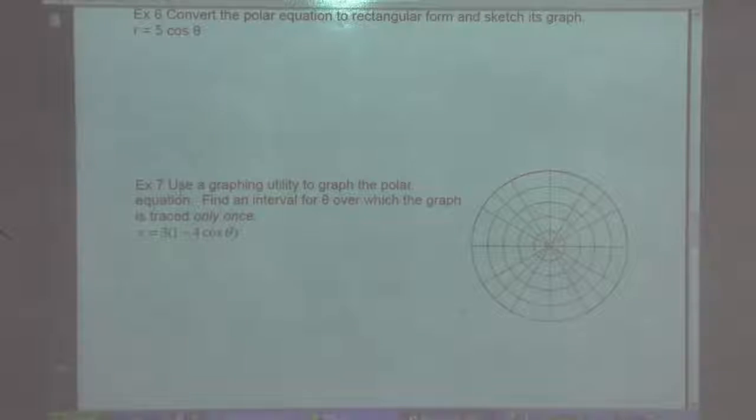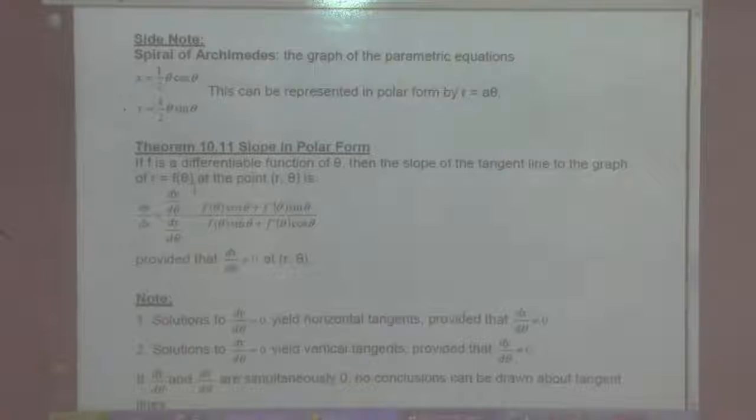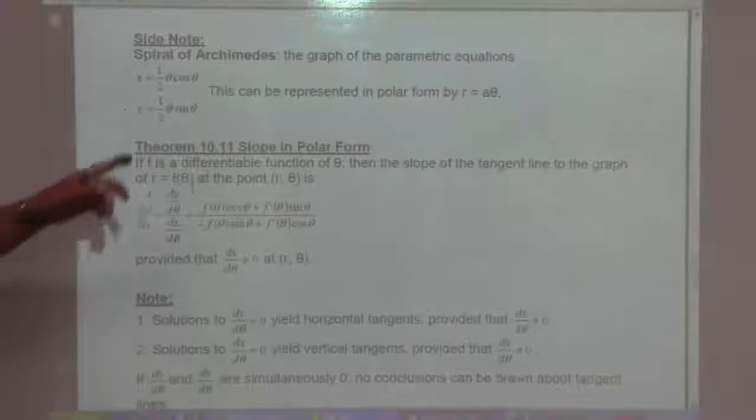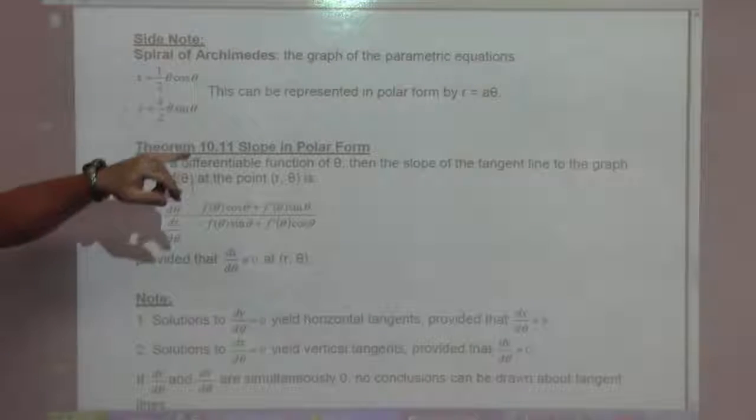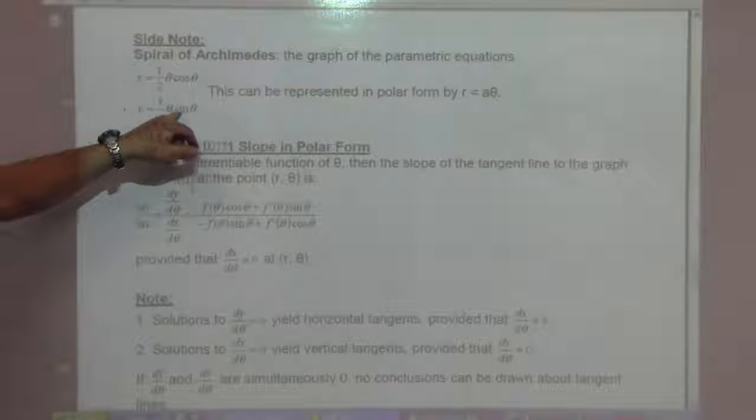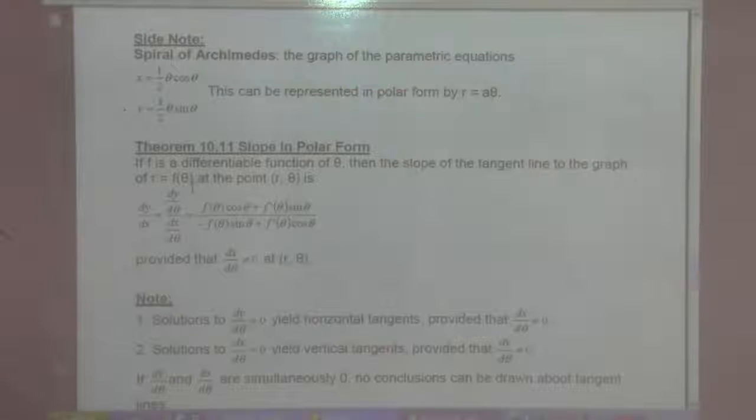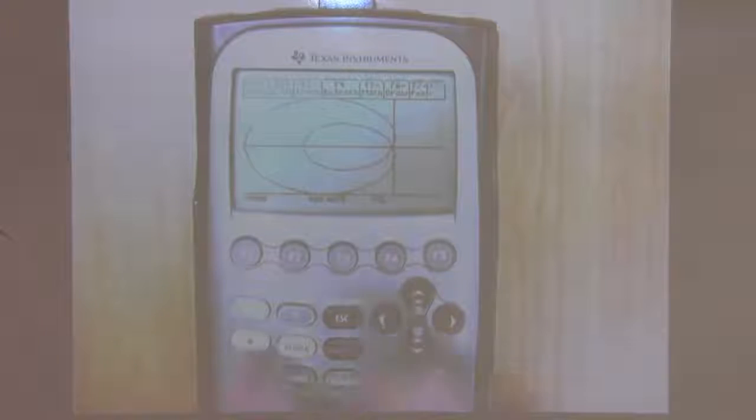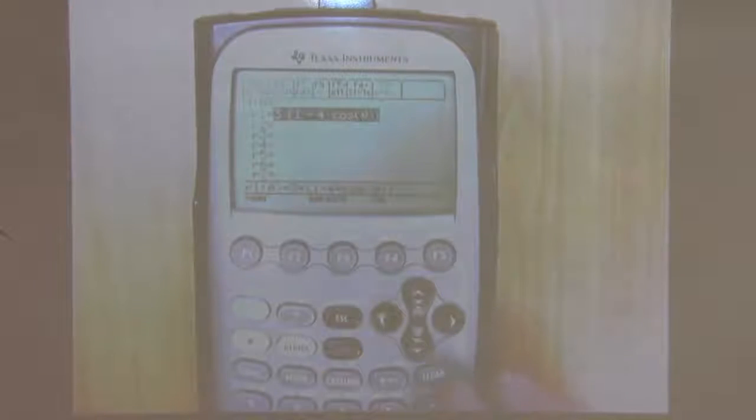Now my computer went to sleep on me. Let's go on to our next page. Side note, spiral of Archimedes is the graph of the parametric equations x equals 1/2 theta cosine theta and y equals 1/2 theta sine theta. This can be represented in polar form by r equals a theta. So a is just a number. So why don't we take a look at that while we're here. Let's just say 2 theta.